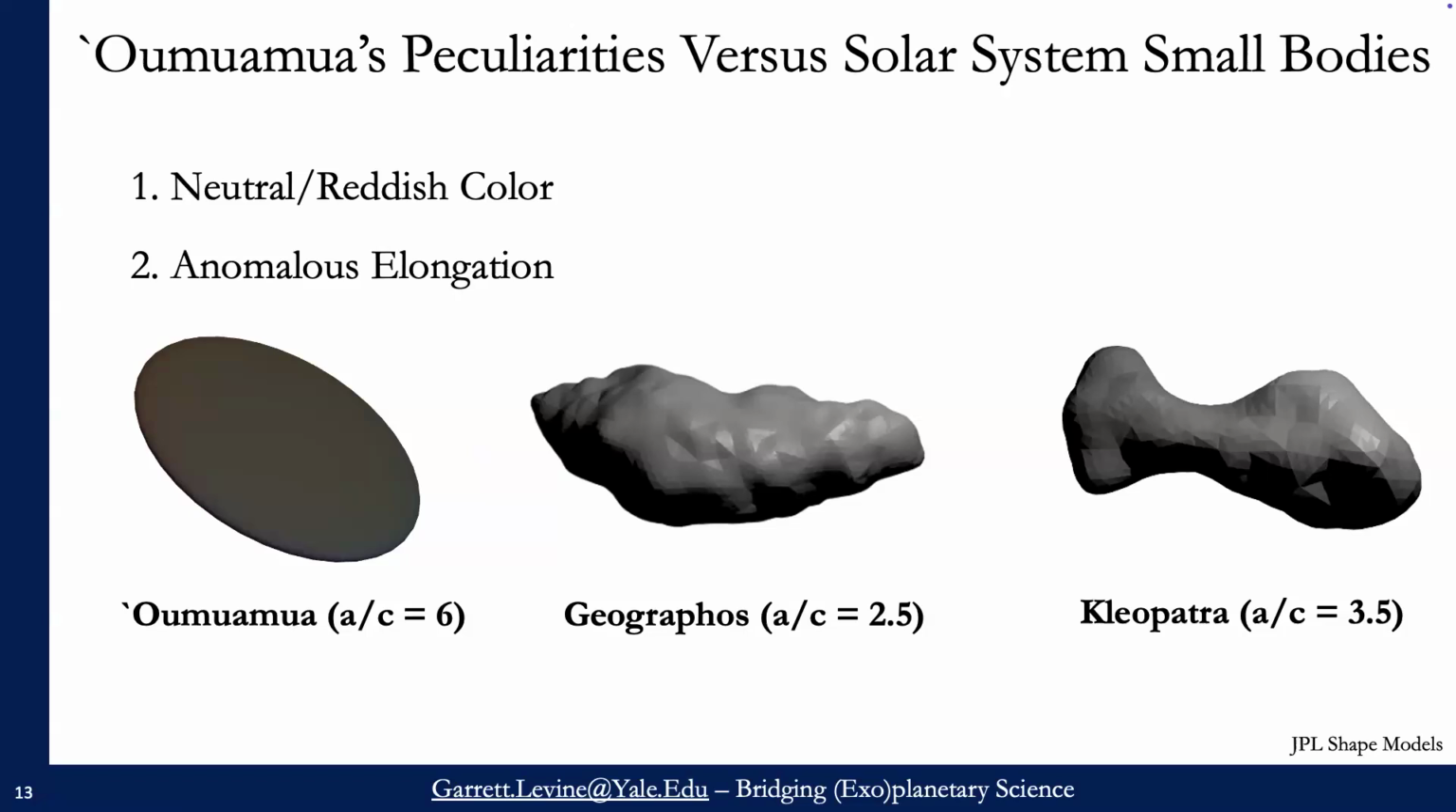solar system. The first clue that it was something odd was its shape, which was inferred from its light curve to be anomalously elongated. Oumuamua was likely a 6-to-1 axial ratio, which contrasts with what we would call extreme solar system objects like Geographos and Cleopatra, which are about half as elongated.